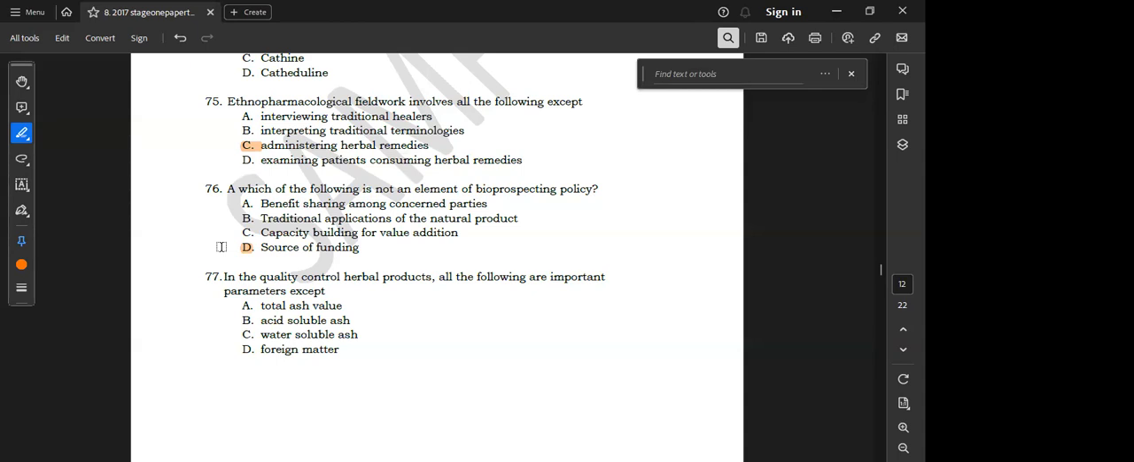In the quality control of herbal products, all the following are important parameters except: total ash value, acid soluble ash, water soluble ash, and foreign matter. So we can remind ourselves of these terms and their application in pharmacognosy. Okay, quality control.